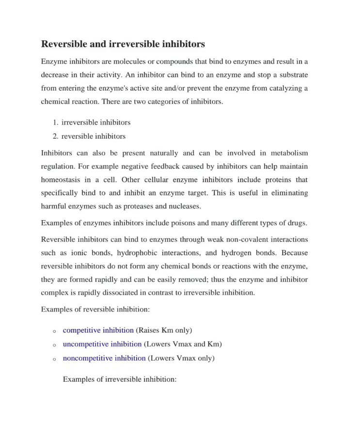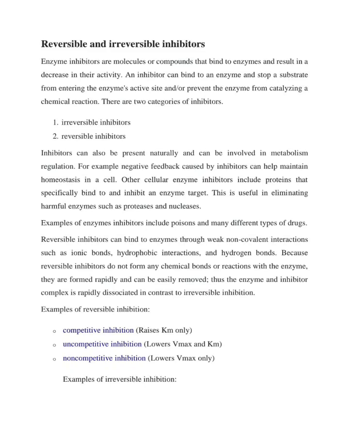Other cellular enzyme inhibitors include proteins that specifically bind to and inhibit an enzyme target. This is useful in eliminating harmful enzymes such as proteases. Examples of enzyme inhibitors include poisons and many different types of drugs.